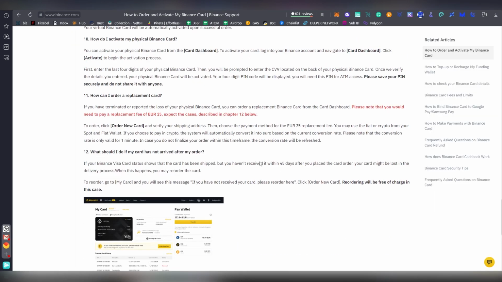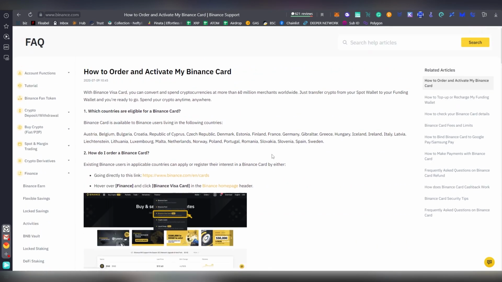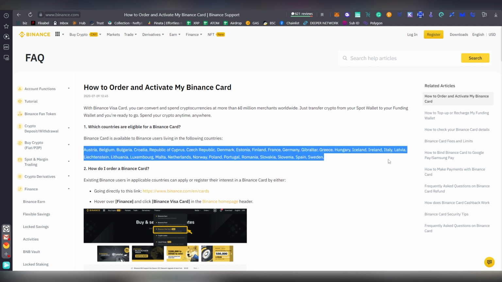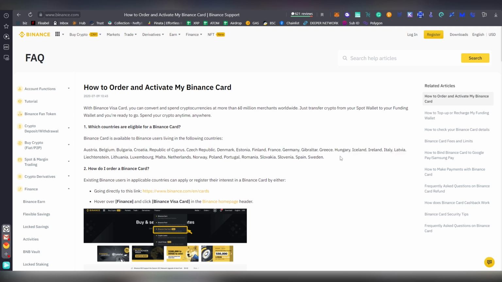Let's look at a bit of the FAQ. There are a couple of pieces of information here. So the Binance card is currently available in Europe, and I think also not available in America. So this may not be the card for you. So yeah, I think this is Europe only, okay?